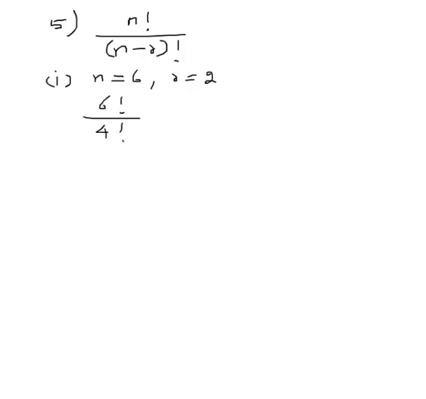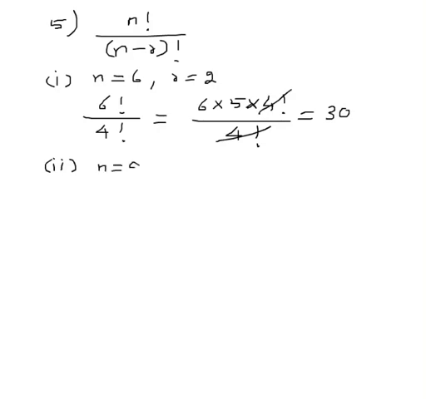Question 5. Evaluate n factorial divided by n minus r factorial when n is equal to 6 and r is equal to 2. Let us plug in these values. So we will get 6 factorial divided by 6 minus 2, 4 factorial. 6 factorial may be split and written as 6 into 5 into 4 factorial divided by 4 factorial. 6 5s are 30.